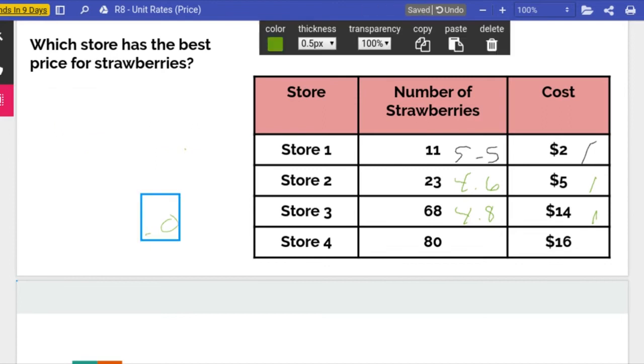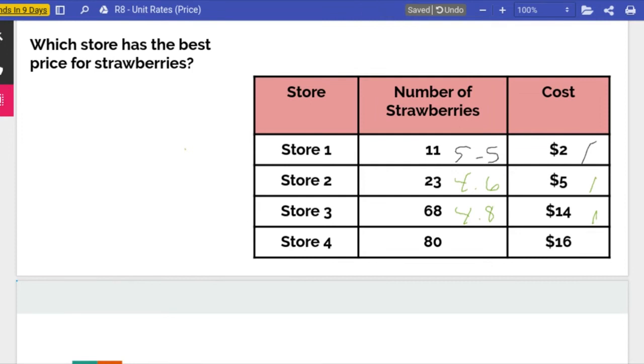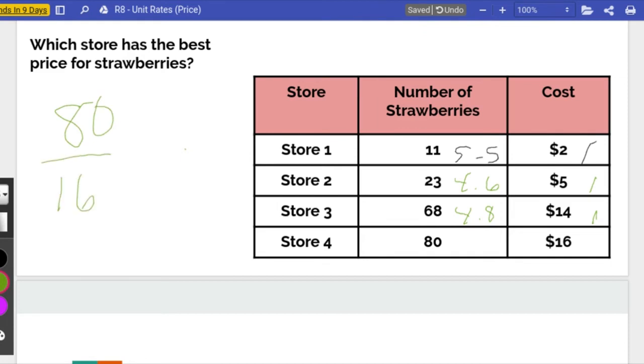And the last one is 80 strawberries for $16. So 80 divided by 16 is going to be, I'm going to have to work that one out here. Let's see, 5. Oh, that one worked out much nicer. So that equals 80. So that would be 5 strawberries for $1.